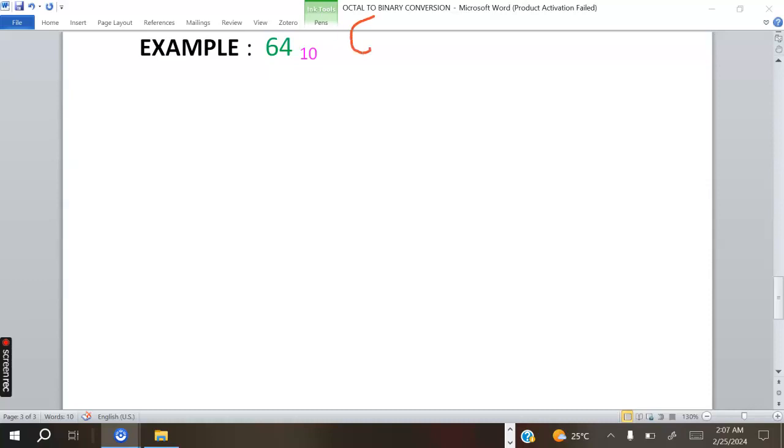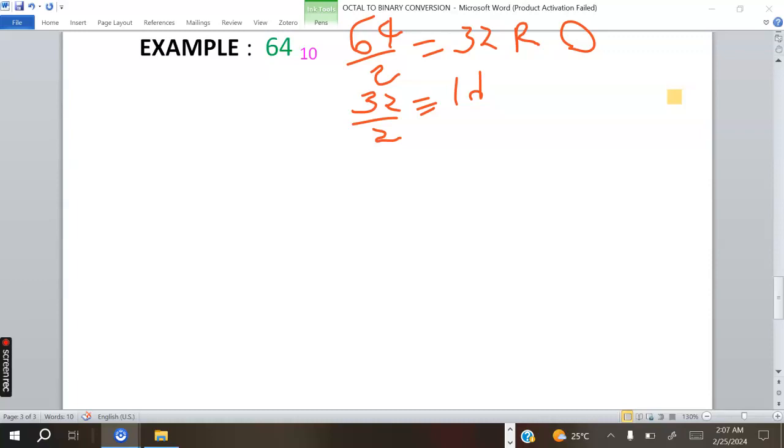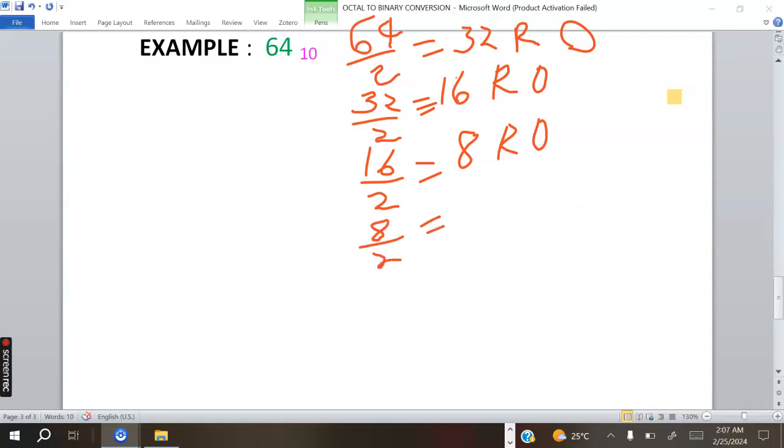So we have the number, which is 64, divided by 2, which is 32, remainder 0. Then 32 divided by 2, you get 16, remainder 0. Then we have the 16 divided by 2, you get 8 remainder 0. Then the 8 divided by 2, you get 4 remainder 0.